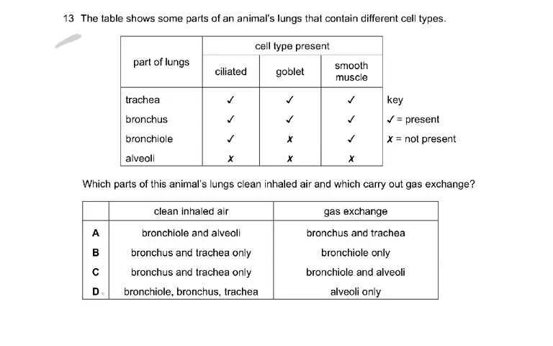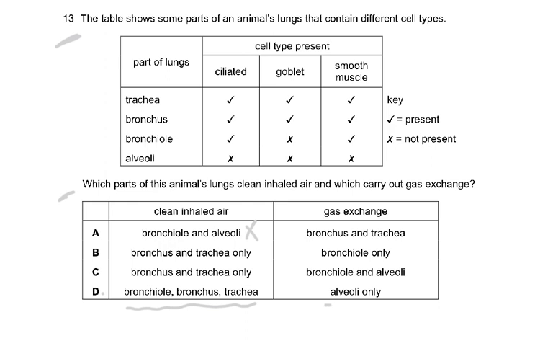Question number 13. The table shows some parts of an animal's lung that contain different cell types. Part of the lung: trachea, bronchus, bronchiole, alveoli. Cell type present: ciliated, goblet, smooth muscle. Which parts of this animal's lung clean inhaled air and which carry out gas exchange? Clean inhaled air. So clean inhaled air is only done by the bronchus, bronchiole and trachea. Alveoli never.